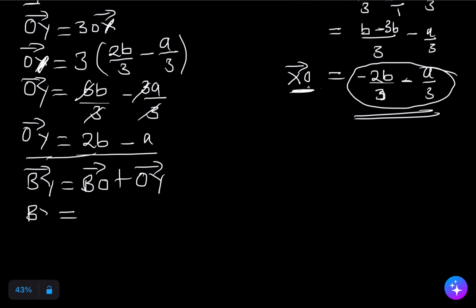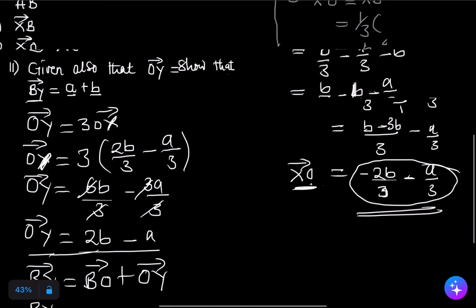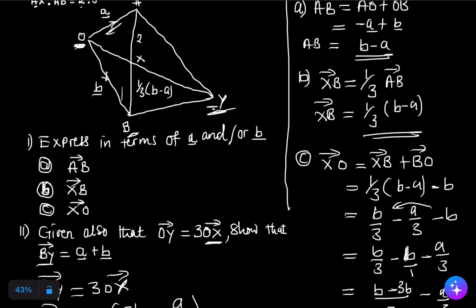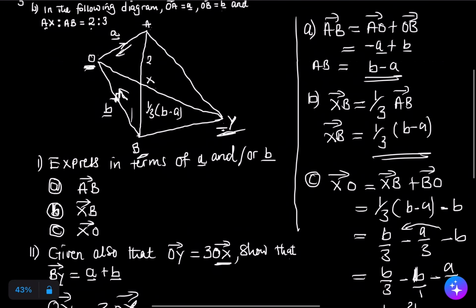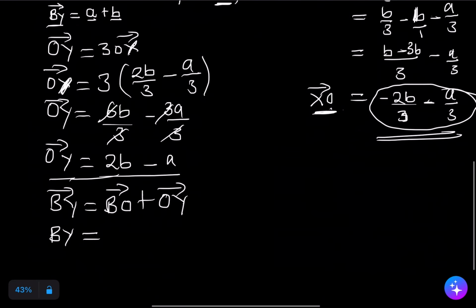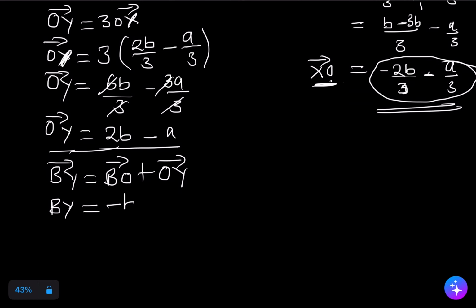So for BY we have BO. BO is the opposite of the direction. The vector is moving in this direction, but now we are going in the opposite direction, so the vector becomes negative. So there we have negative b. We apply our negative b there, then plus OY. OY is this expression here, so we get this expression and place it where OY is.